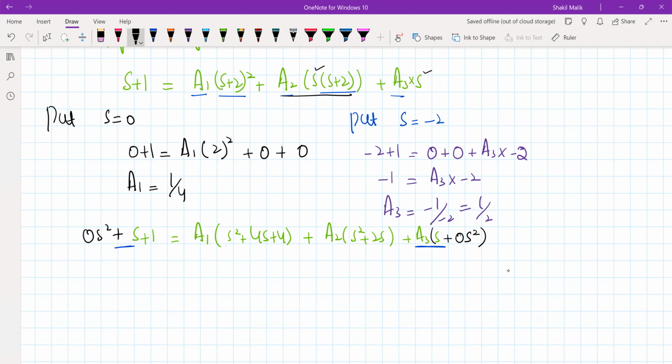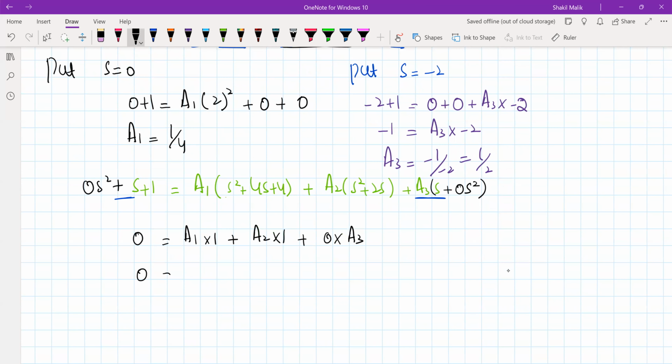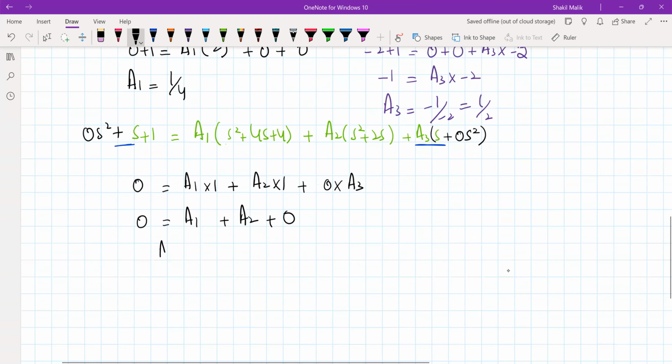So if we compare this, we'll say 0. So the coefficients will get compared. a1 times 1 plus a2 times 1, because the coefficient of s square term is 1 here. So it will be 0 times a3, right? So 0 is equal to a1 plus a2 plus 0, right? So that means a2 is simply minus a1. So a1 we have found already, it is equal to 1 by 4. So a2 will be minus 1 by 4.